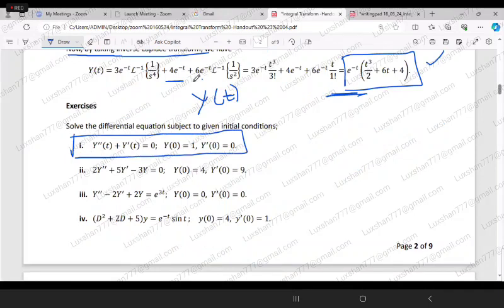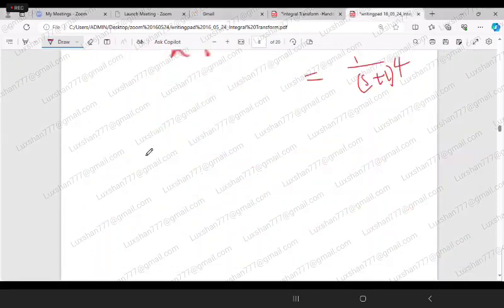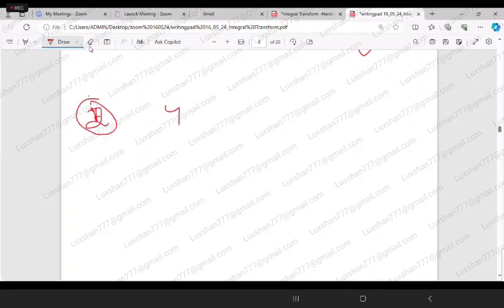We'll try this question. y double dash t plus y dash t equal to 0, y0 equal 1, y dash 0 equal 0. So exercise number 2. We have capital Y. You have to write the capital and small carefully because you are using small y for the Laplace transform.